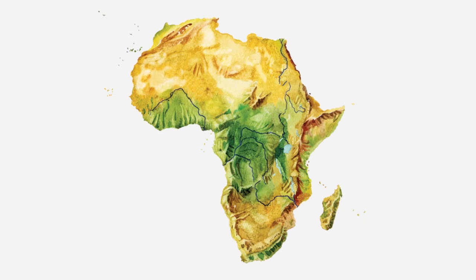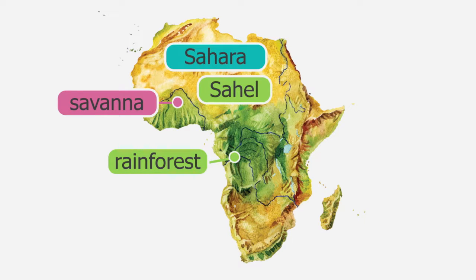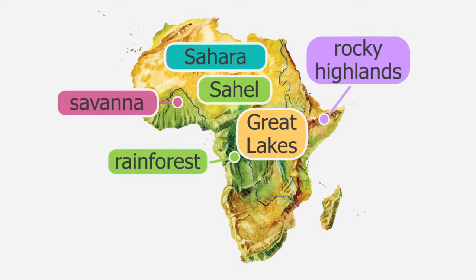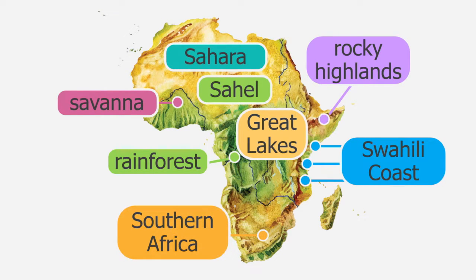Last time we learned about the physical regions of Africa. Let's review those. We have the Sahara, Savannah, Sahel, rainforest, Great Lakes, Rocky Highlands, Swahili Coast, and Southern Africa.